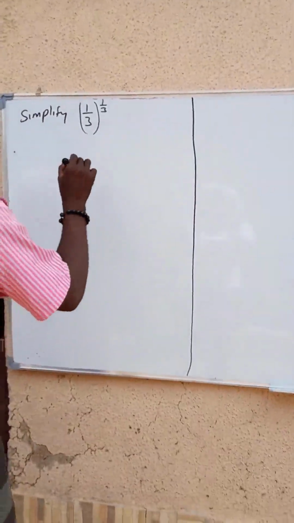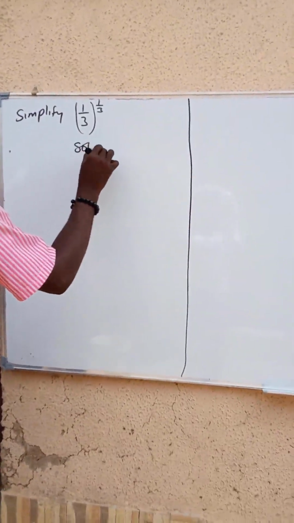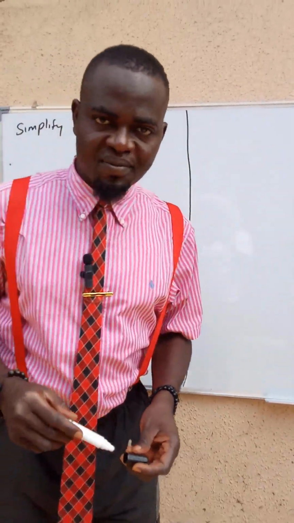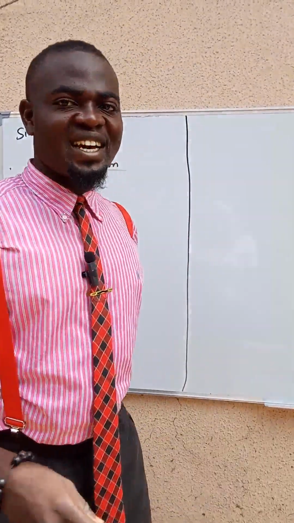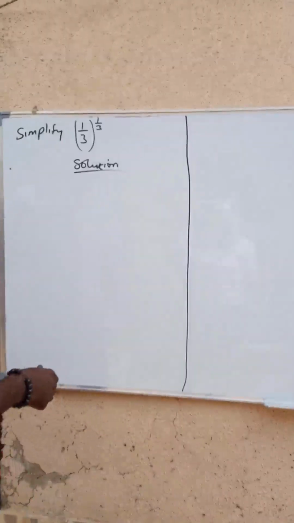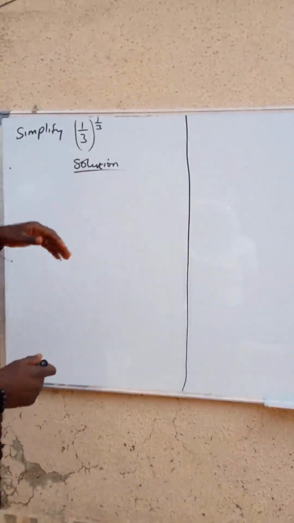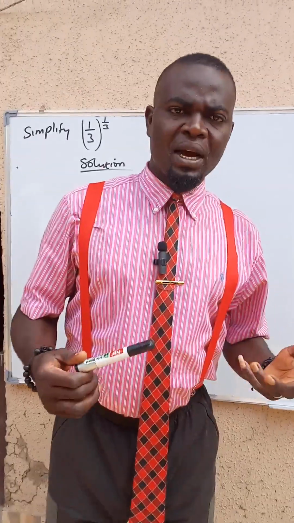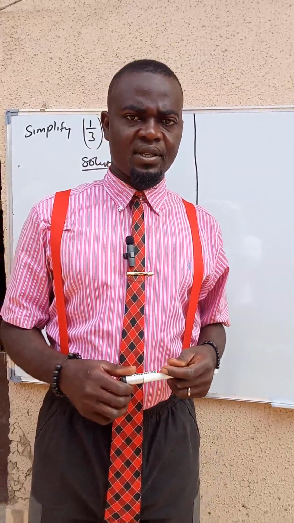So, what you do is solution, whether you know it or not. They are writing maths today. By 3. Good. Now, this thing is a Maths Olympiad question.